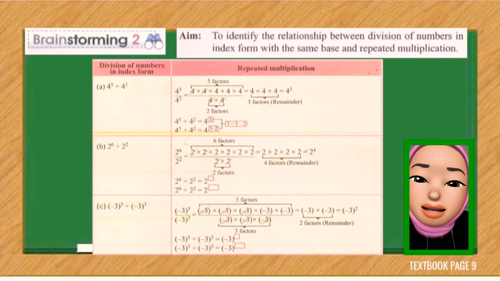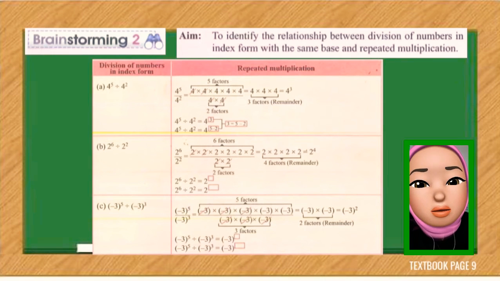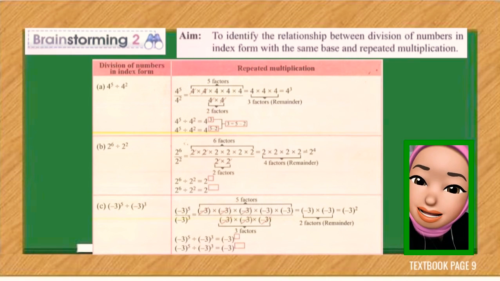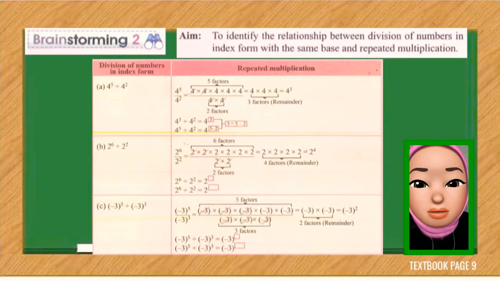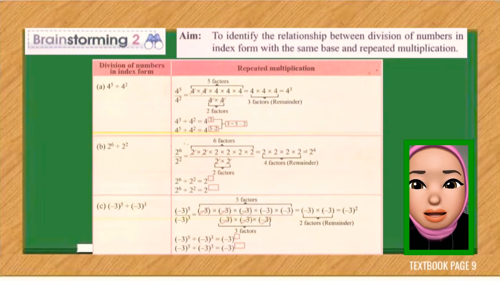Then look at example B. Now try to figure out how we can solve this question. As you can see, we can put at the first blank 6 minus 2 equal to 4. Then the final answer will be 2 to the power of 4. Repeat the same method as we did in example B to solve example C.